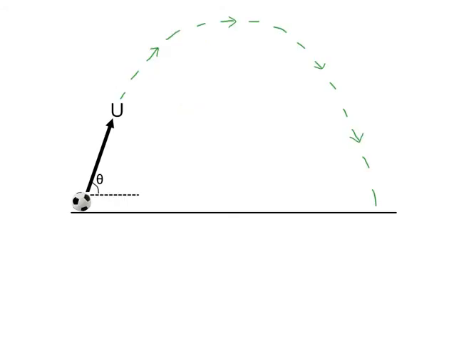So for 2-dimensional motion, we start off with a velocity vector, so we have magnitude and direction given by the arrow and this angle. We calculate the horizontal and vertical components for velocity. So ux in the x direction, uy in the y direction. We have these two perpendicular velocity components.